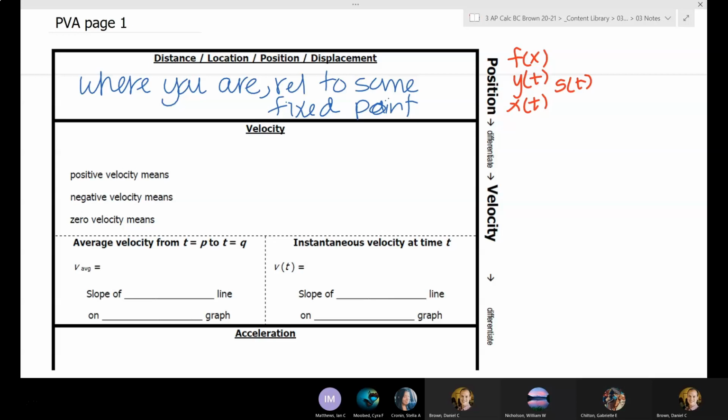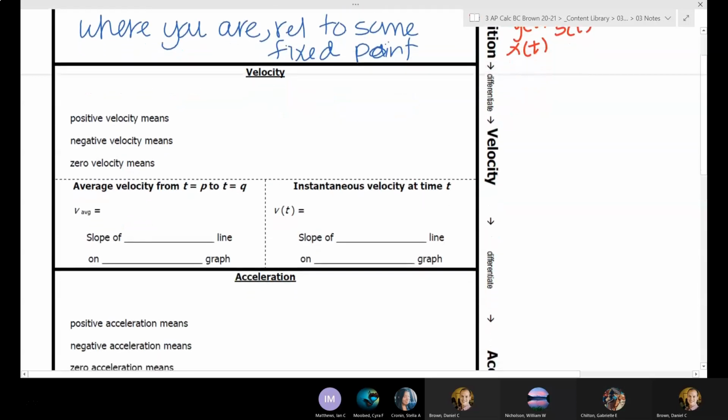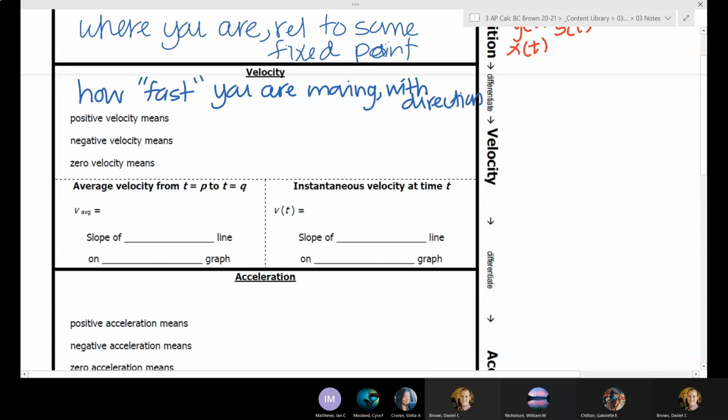So then we have, after position, we know that we have velocity. And I like to define velocity as how fast you are moving, but not only how fast you are moving, but with direction. So in math, not only can we say you're moving at like 5 meters per second, but we can know which direction you are moving. In this class, we'll only deal with 2-dimensional stuff. So the options for moving are going to be forwards or backwards or up and down.